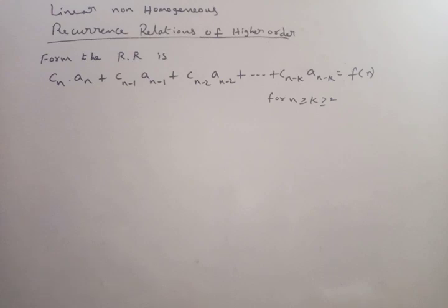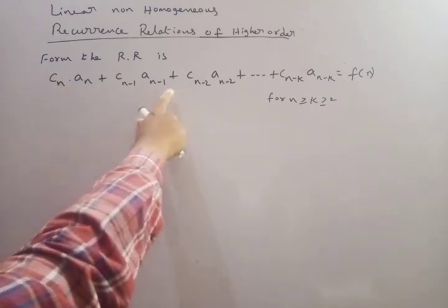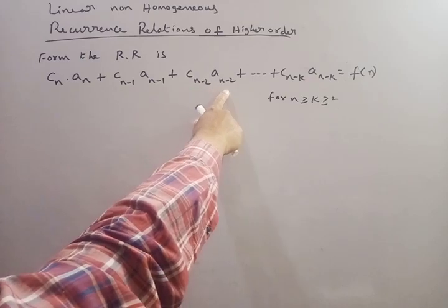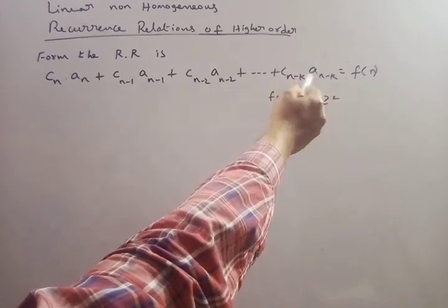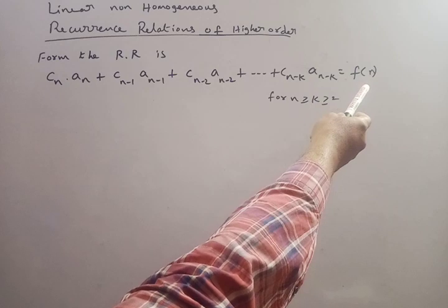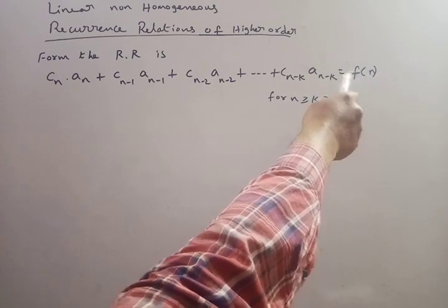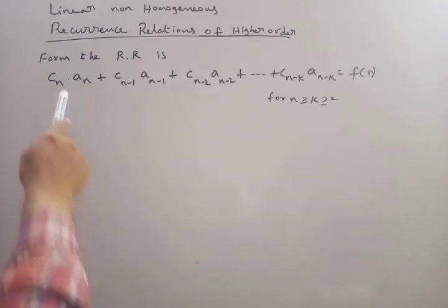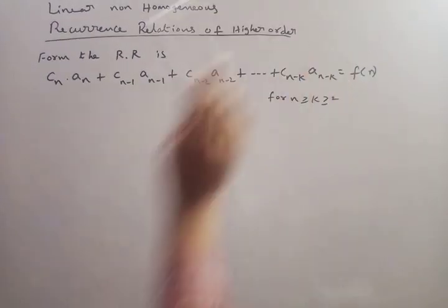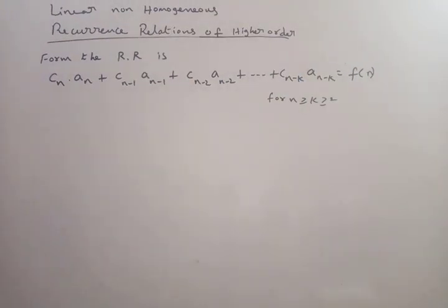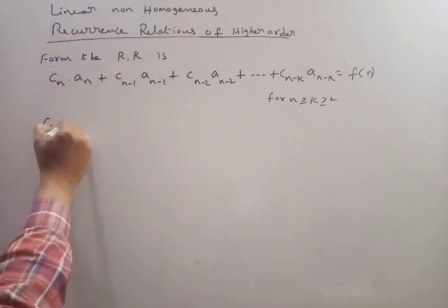Now see here. What is the form of the recurrence relation? c_n a_n plus c_{n-1} a_{n-1} plus c_{n-2} a_{n-2} plus so on, c_{n-k} a_{n-k} is equal to f of n. Correct? Earlier we solved the equal to 0 problems. Now here equal to f of n is there. That means you have to solve left hand side as well as right hand side. So what is the general solution for this equation?